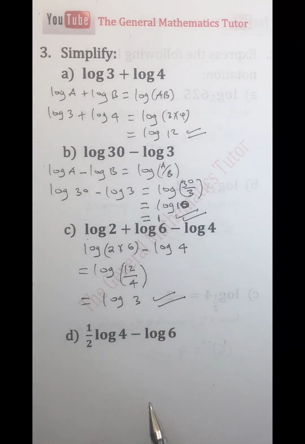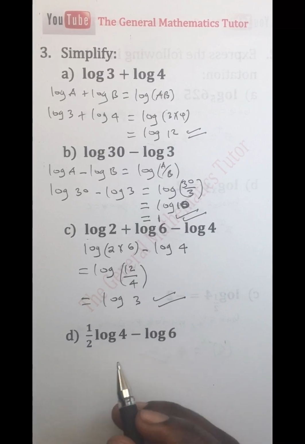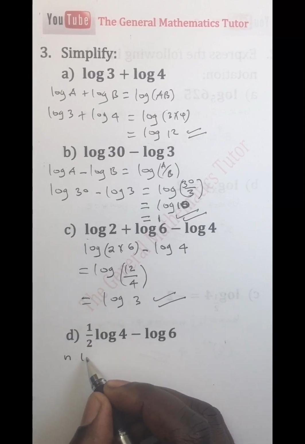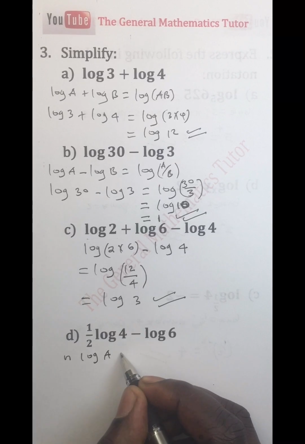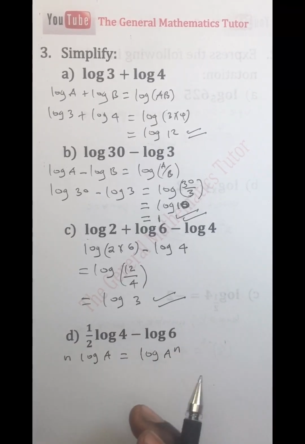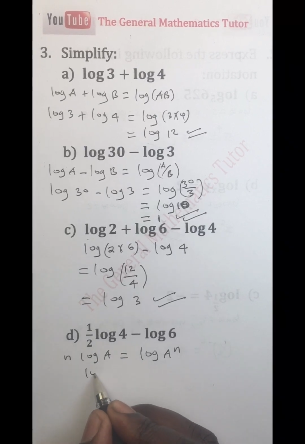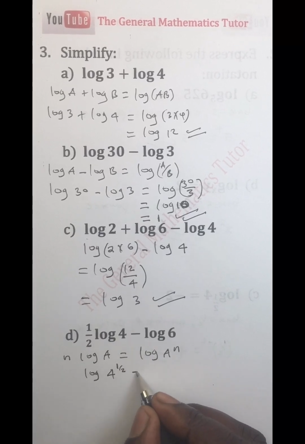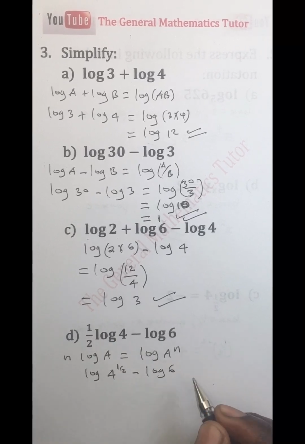Part D, half log 4 minus log 6. So here we're going to apply the second law and the third law. According to the third law, if you have n log of a, that is the same as the log of a raised to power n. That is what we're going to use for the first part. So we're going to have that as log of 4 raised to power half minus the log of 6.